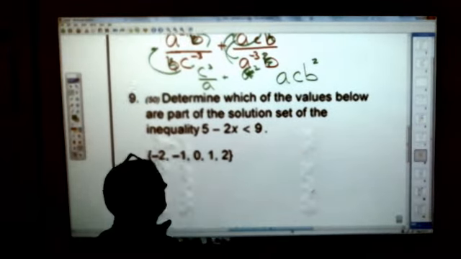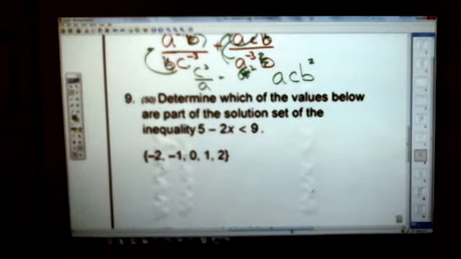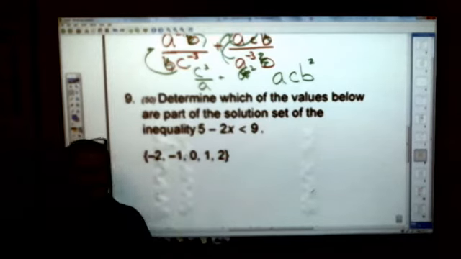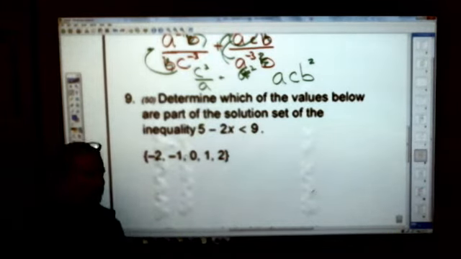What's the question on this? Determine which of the values below are part of the solution set of the inequality. Did I do that wrong? How do you do this, Caleb? Did you get it right? Who did get it right? Really? Only 3? Emily Vaught, how did you do it?